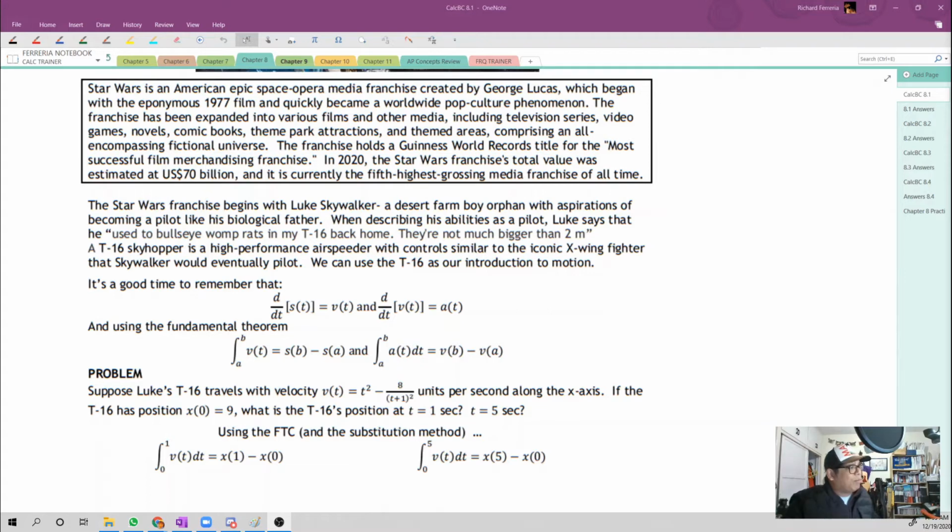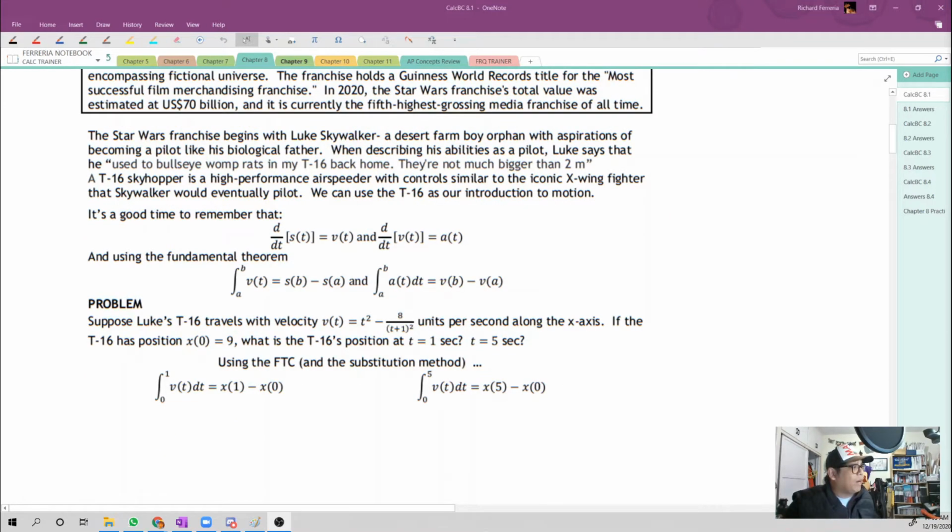Some things to remember: the derivative of position, remember we use s as position, is equal to velocity, and the derivative again of velocity is equal to acceleration. With the fundamental theorem, we can work the other way around, where the integral of velocity is a change in position, and the integral of acceleration is a change in velocity.